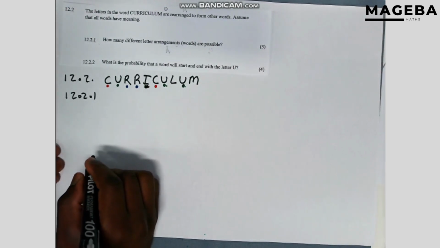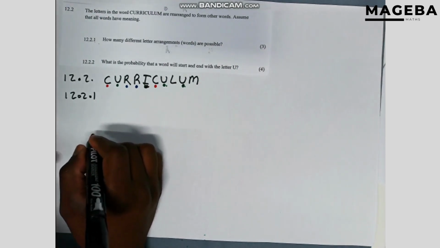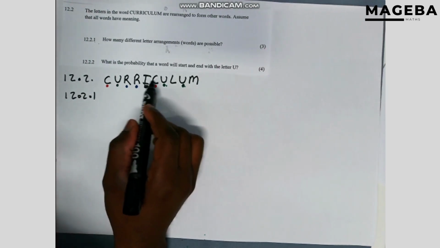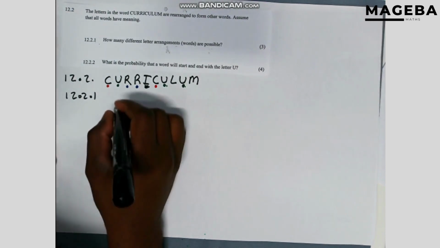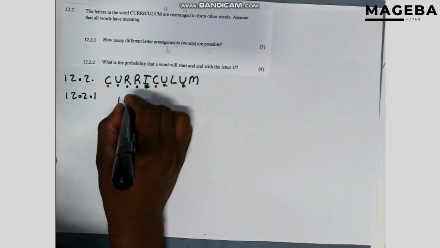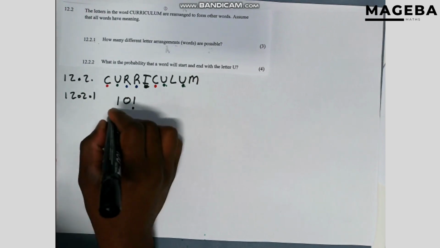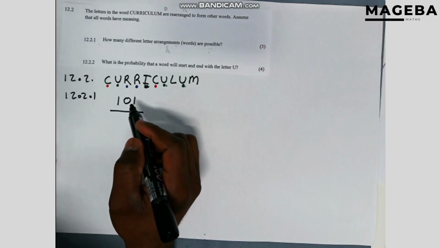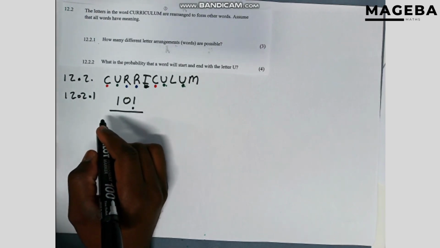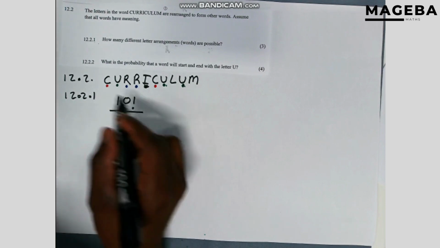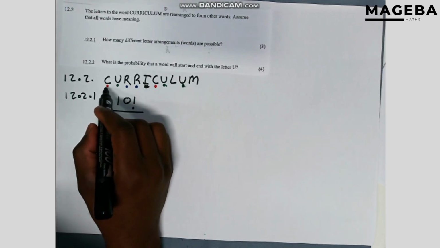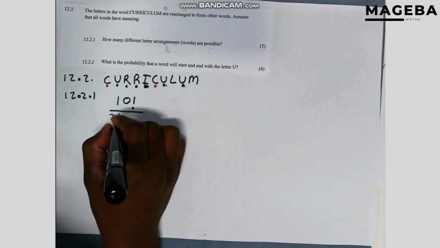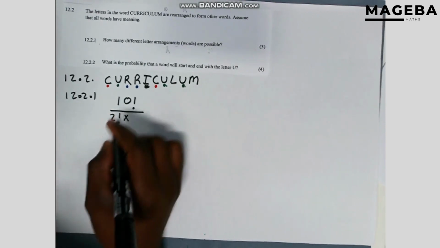So now finding our arrangement here, how many letters do we have? 1, 2, 3, 4, 5, 6, 7, 8, 9, 10. So we have 10 letters. So it's 10 factorial all over. Since we have letters that are repeated, we must divide by the number of letters that are repeated. First we have C that is being repeated. How many times? 1, 2. So C is repeated 2 times, so it's going to have 2 factorial.